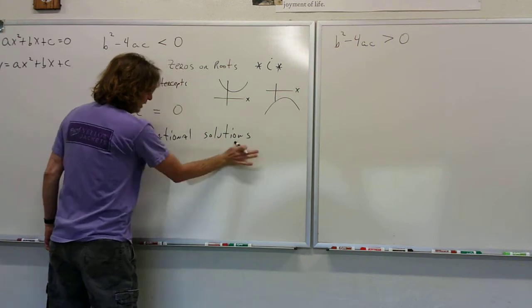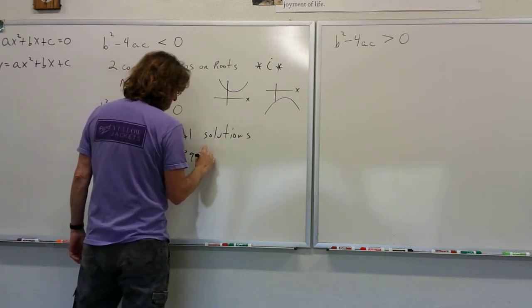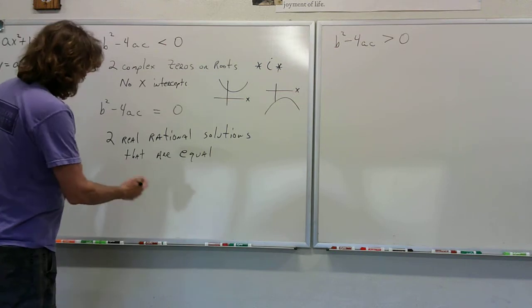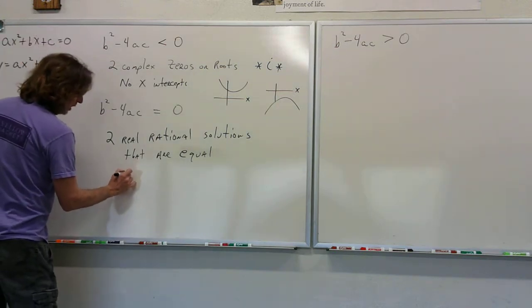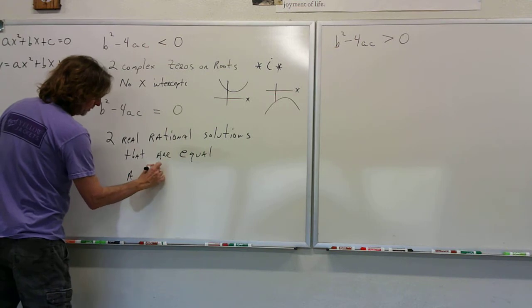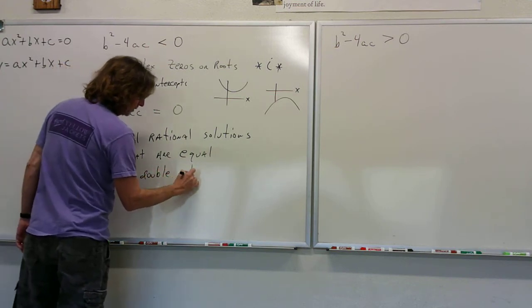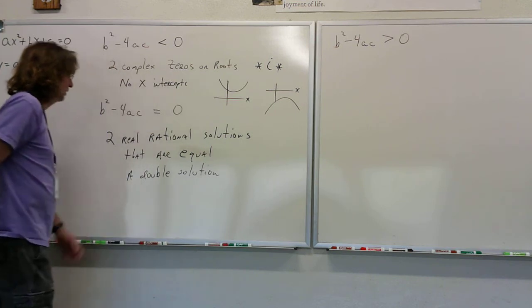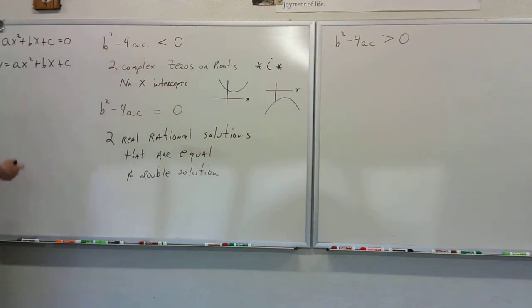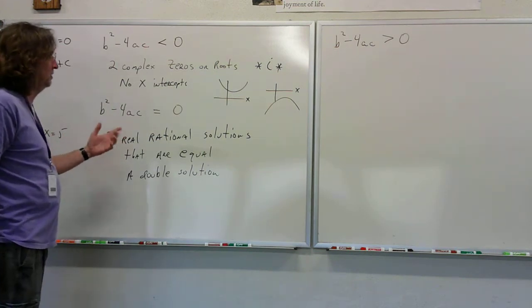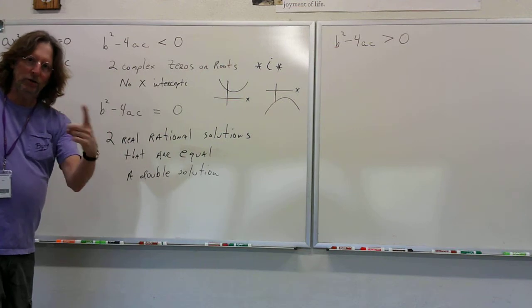Somebody's realizing on the video now I'm covering up for making a mistake. I was already teaching the next one, are equal. Sometimes books call it, you get a double solution. All right? Two rational solutions that are equal. In other words, if you were to factor it, you would get x equals 5, x equals 5. That's what it means. You're going to get the same number twice if you were to factor it. Now, I really just should have said you get one solution twice.